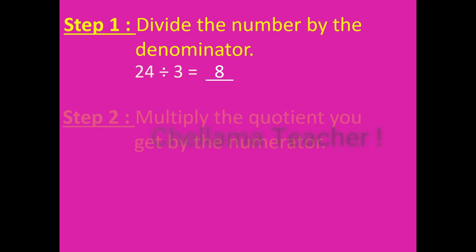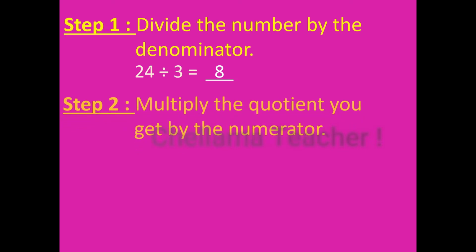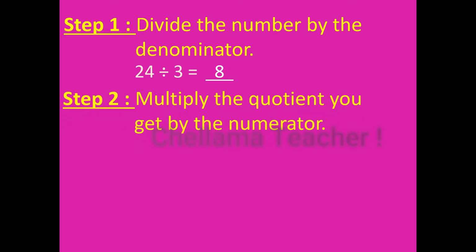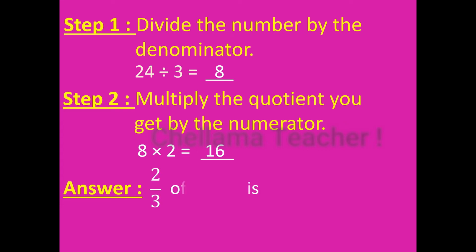Step 2. Multiply the quotient you get by the numerator. So 8 is to be multiplied by 2. You will be getting the answer as 16. So the final answer is 2/3 of a day is 16 hours.